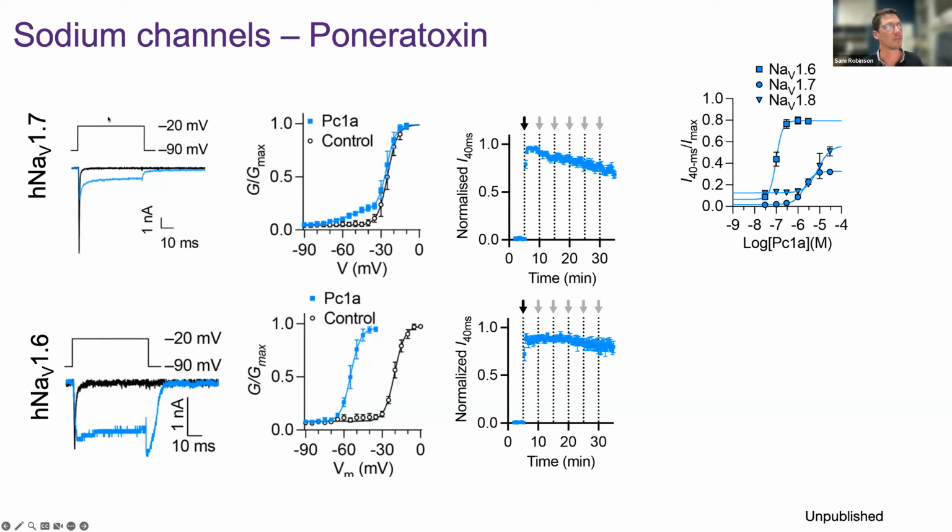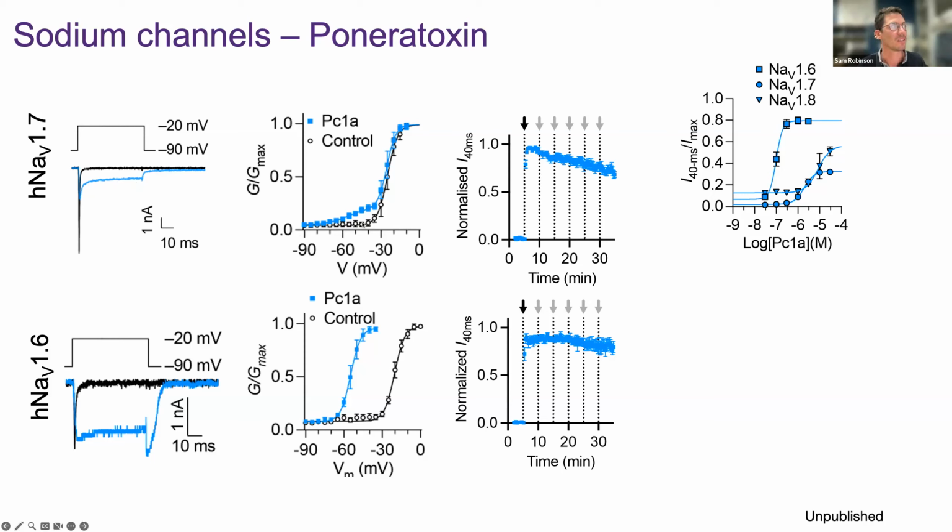And that's a normal response to a depolarization for this particular channel, NaV1.7. But in the presence of Poneratoxin, you see that the spike is diminished, but the channel is unable to close. It stays open as it's depolarized, and this allows more current to flow through. So the channel is being overactive essentially.